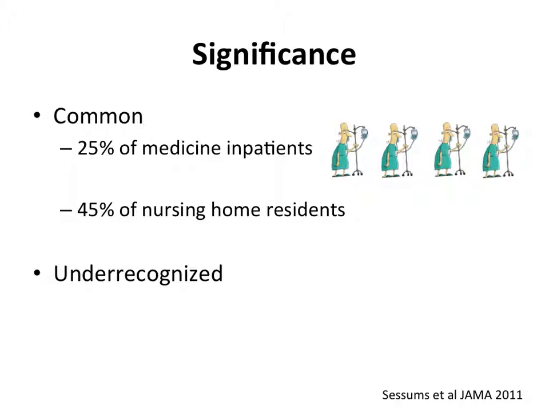Second, lack of decisional capacity is both common and under-recognized. Studies suggest as many as 25% of medicine inpatients lack decisional capacity, and 45% of nursing home residents lack decisional capacity. Furthermore, studies suggest that physicians miss decisional capacity in 40% of cases. So we're missing 40% of cases.